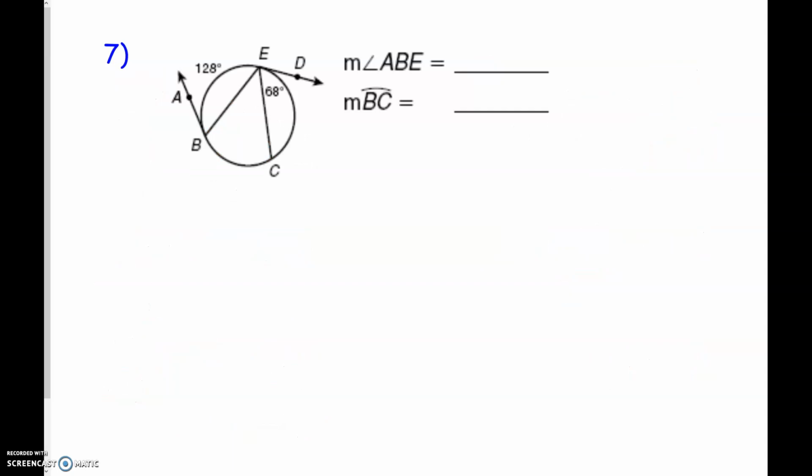All right, number 7. I'm looking at ABE, vertex on the circle. So I am going to do 128, and I am going to divide by 2 to find out what that one is. 128 divided by 2 is 64. So I get that to be 64 degrees in here.